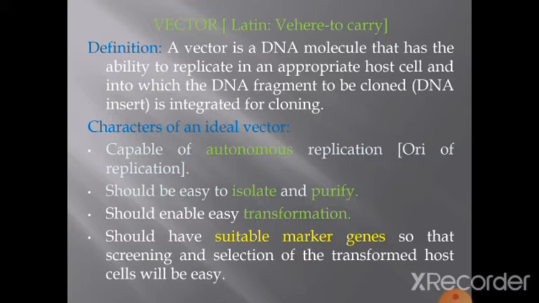What do I exactly mean by a suitable marker gene? A suitable selectable marker is a gene introduced into a cell, especially a bacterium or cells in culture, that confers a trait suitable for artificial selection.